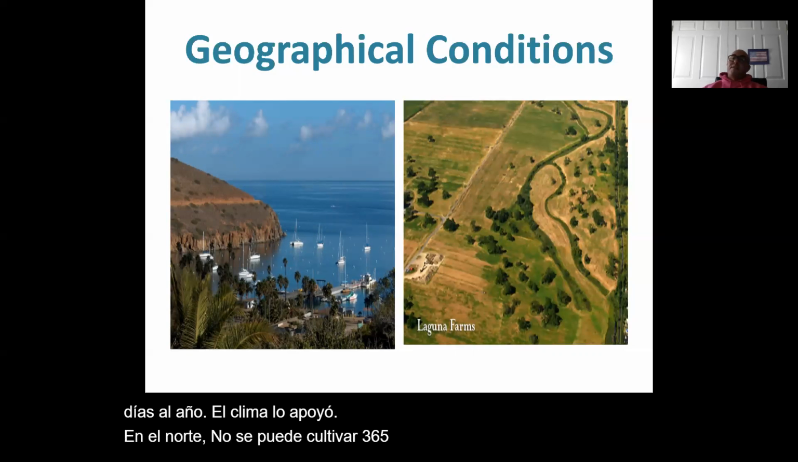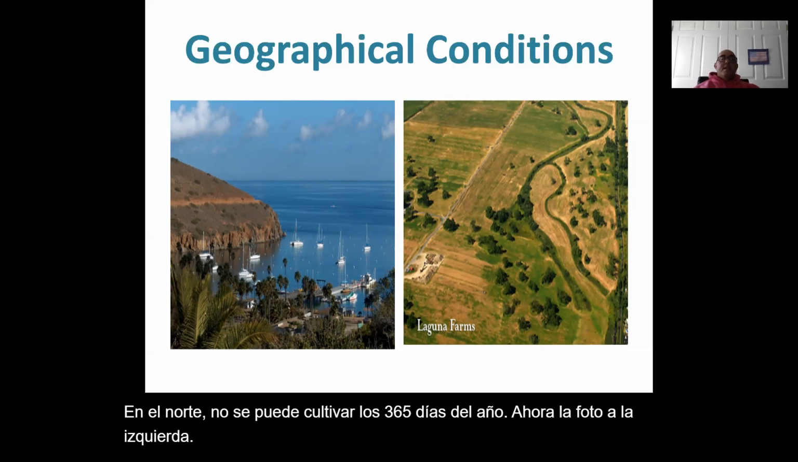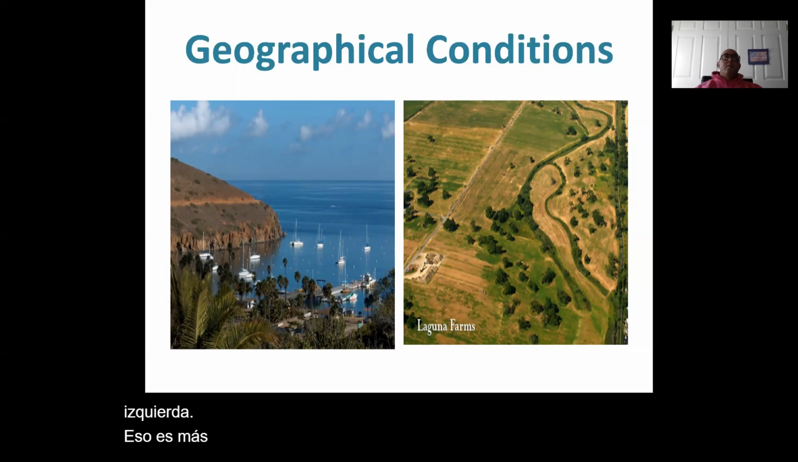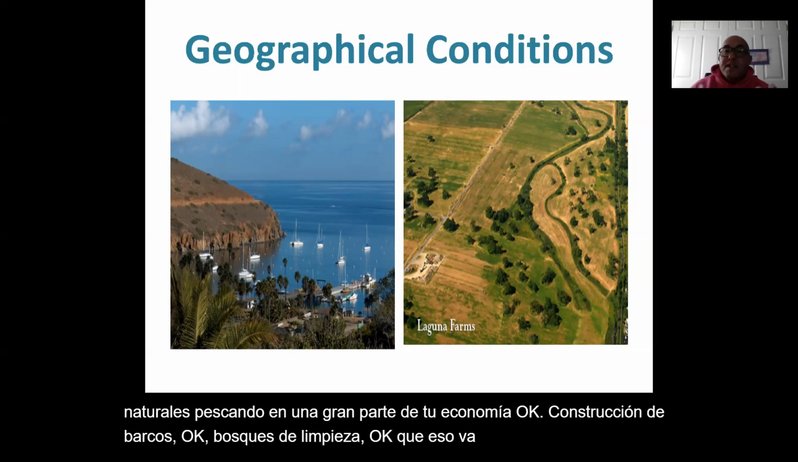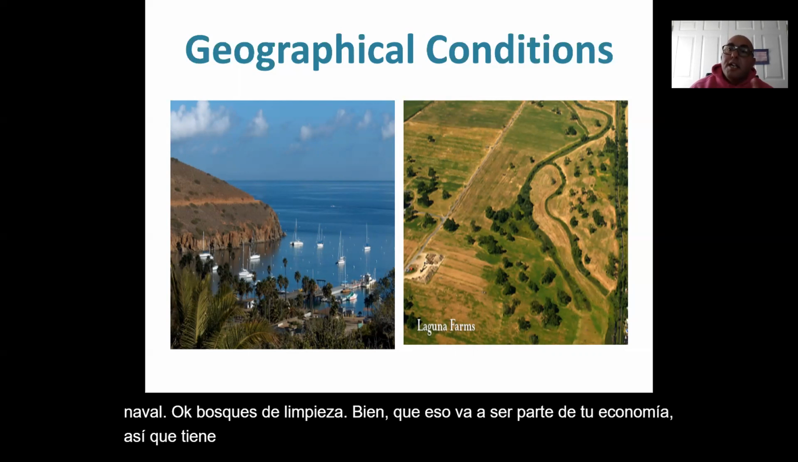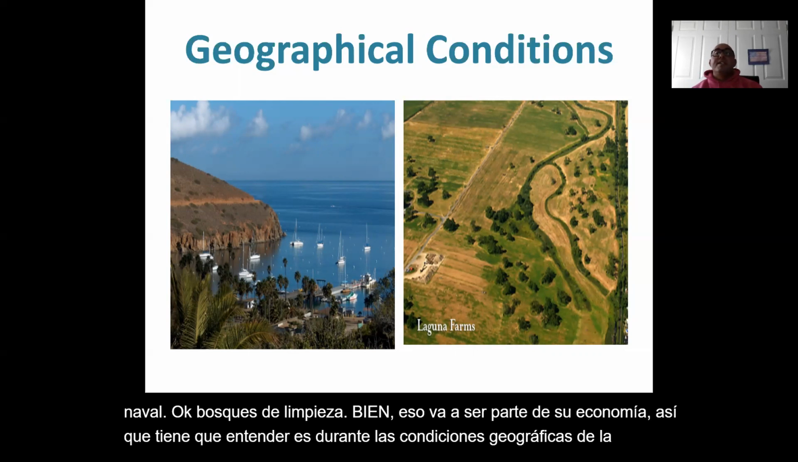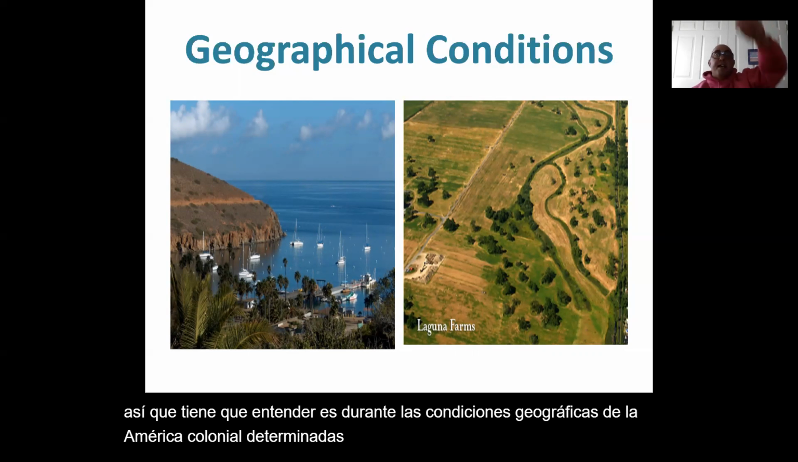Now, the picture to the left, that's more New England type landscape. If you live around natural harbors, fishing is going to be a big part of your economy. Shipbuilding, clearing forests, that's going to be part of your economy. So what you have to understand is during colonial America, geographical conditions determined what these people did based on geography.